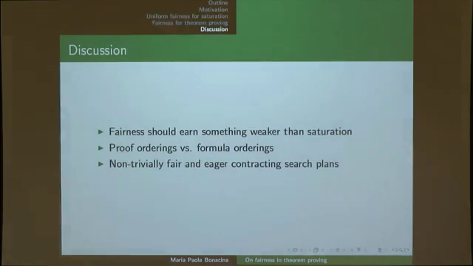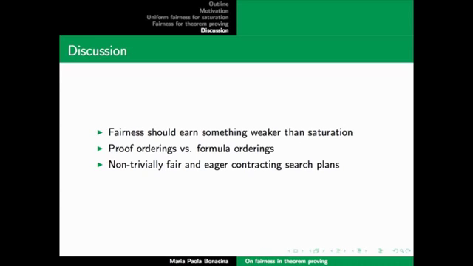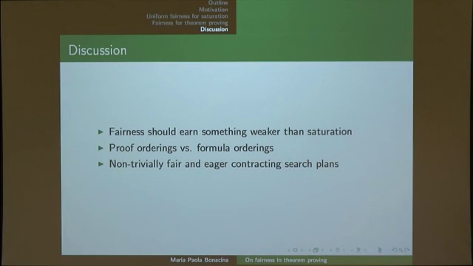because it's trivial. Anyway, to summarize, the idea is that fairness should yield something weaker than saturation. This can be achieved in the theoretical framework of derivations by adopting proof orderings as opposed to formula orderings. And this opens the possibility to study non-trivially fair and eager contracting search plans and to prove them fair. And this is, in my opinion, valuable to reduce the gap between the theory about theorem-proving, which always asks us to get saturation, and even theorem-proving is presented as saturation-based strategies, and the search plans and the techniques that we have in practice which usually allow more contraction. And the claim is that that can be done not at the expense of completeness by preserving this weaker notion of fairness. And this is all I have.